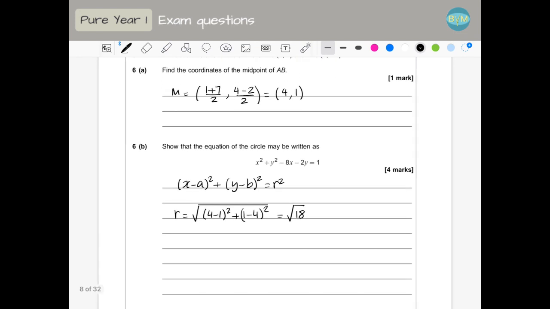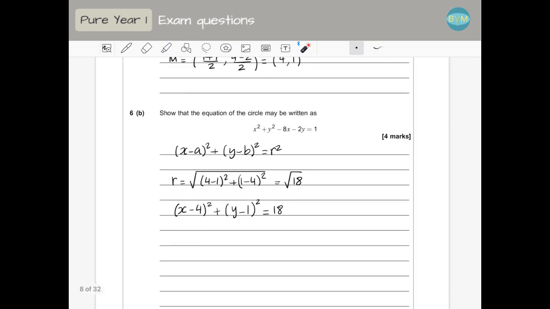So I can write the equation of the circle as x minus the x of the center, that was 4, squared, plus y minus the y of the center squared, this is the center, equals radius squared, equals 18. And now we have to expand the brackets and reorganize to have this expression.